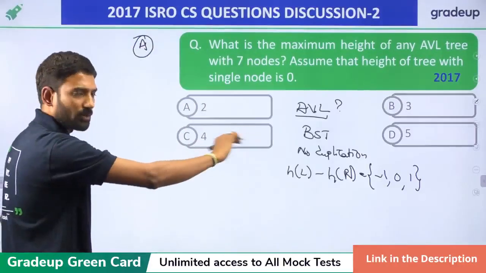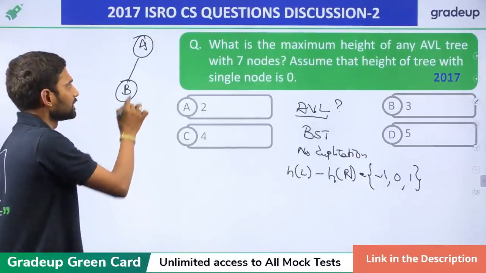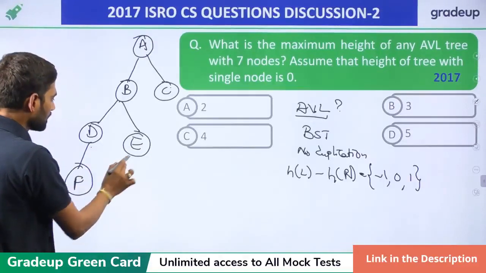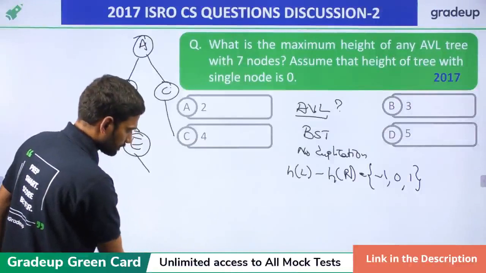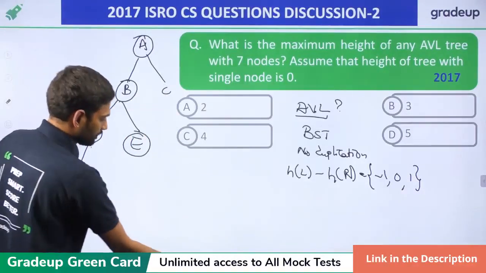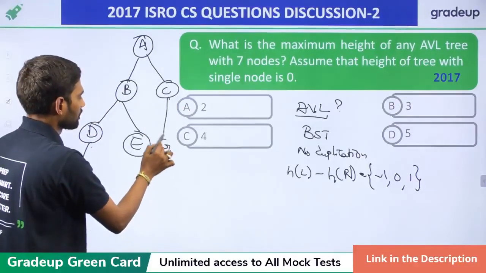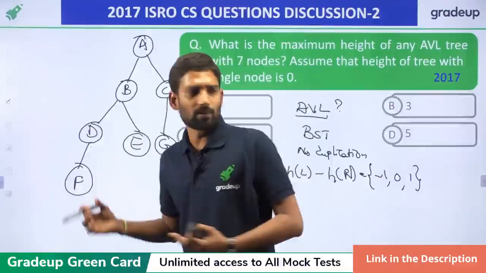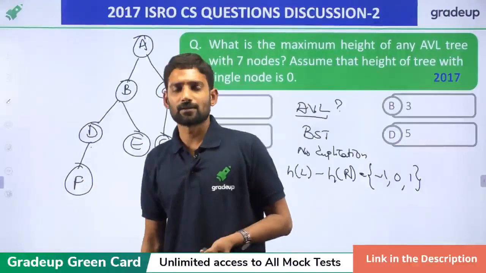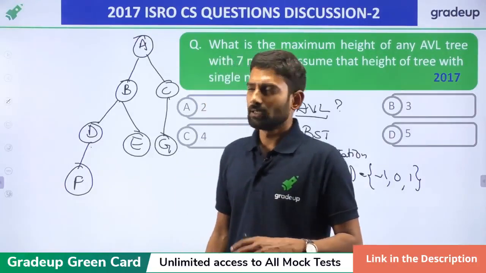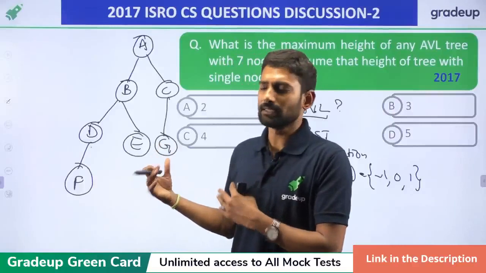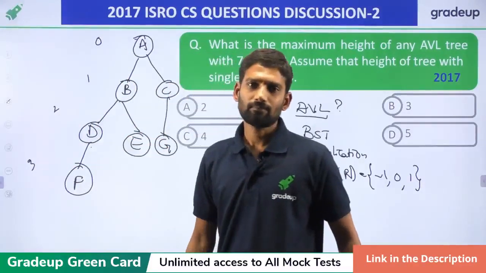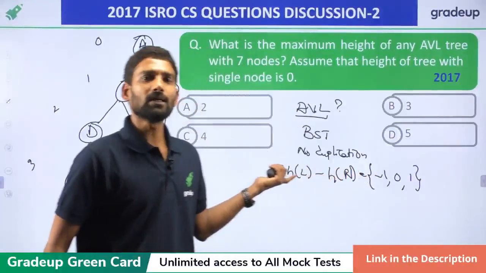So by satisfying those properties, if you take 7 nodes, something like this, D, E, F, wait a minute. So you will get some AVL tree like this. Sir, how did you draw? I am just making sure the left and right heights differ by no more than 1. So this is one of the possibilities. You can draw like this. If you see the height, it is at height 0, height 1, height 2, height 3. So what is the height of the tree with 7 nodes? 3.